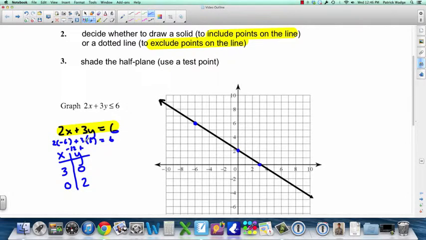I'm squishing it. 3 times 6 is 18, and it should equal 6. Does negative 12 plus 18 equal 6? It does. Absolutely. Every single point on this line works. All the points that aren't on that line don't work.